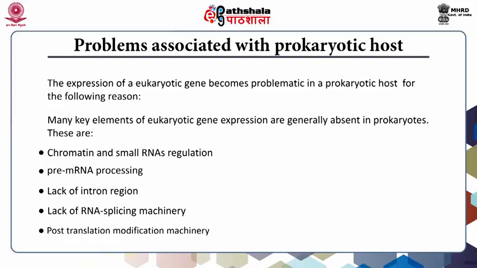By cloning a cDNA form of the eukaryotic gene, the problem of introns can be avoided, and incompatibility problems can be avoided by using eukaryotic cells as hosts. The use of eukaryotic host is the preferred choice, and for this reason yeast, insect and mammalian cells are encouraged.